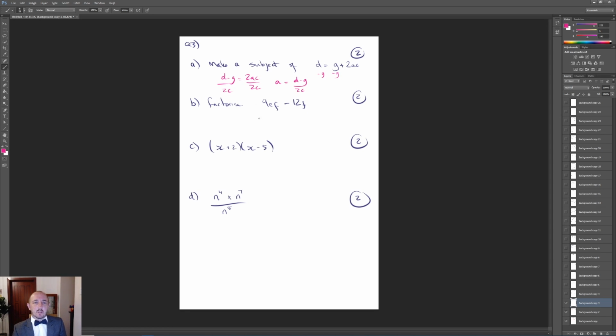Factorize this, so we have a 3 and an E in both, so we're going to have 3E minus 4. Expand this double brackets, we're going to have x squared minus 5x plus 2x minus 10, and we collect that together, we get x squared minus 3x minus 10. And for part D, we have on the numerator, we're going to add these powers to get n to the power of 11, and we're dividing by n to the power of 5, so we're going to subtract those powers to get n to the power of 6.